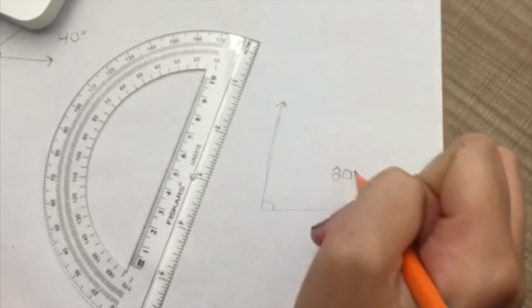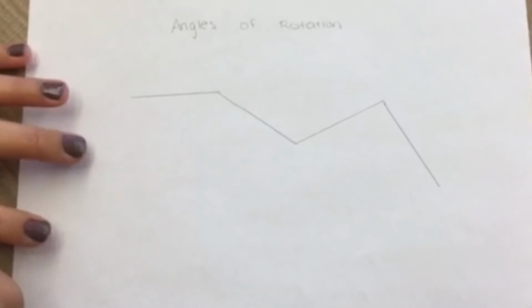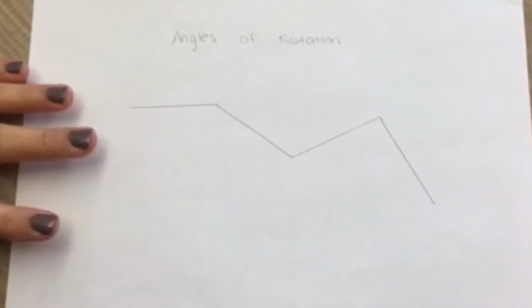Once you understand angles, how to draw and measure them, you will be able to figure out angles of rotation. Angles of rotation are the measurement of the amount of the angle by which a figure is rotated counterclockwise about a fixed point. In this case, it's usually the vertex of the angle. Angles of rotation are useful in mapping out directions and things.